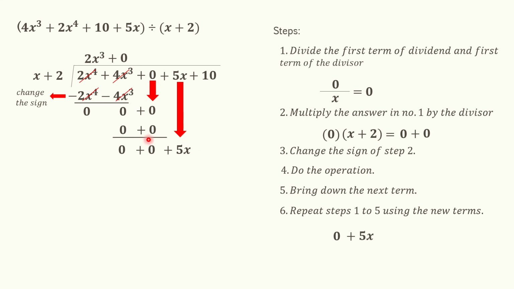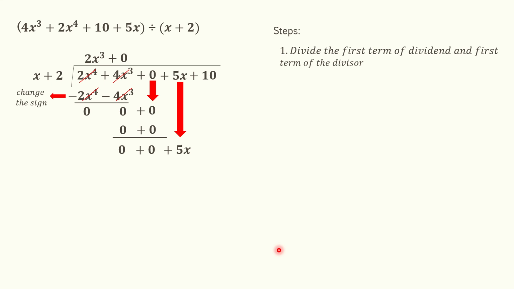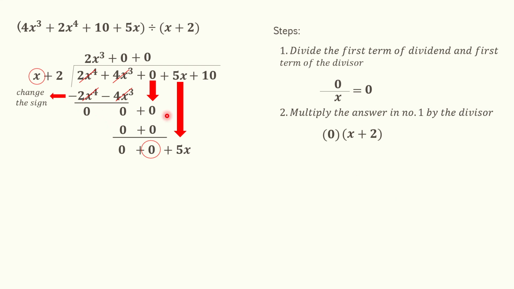Ito na naman yung new term natin, 0 plus 5x. Okay? So, balik na naman tayo sa step number 1, which is divide yung sa new term natin. 0 divide by the first term. It is x. So, equal to 0 pa rin. Then, i-write down pa rin natin yan. Plus 0. Then next, multiply this one by the divisor. So, 0 times x plus 2. So, 0 times x, that is equals to 0. 0 times 2, that is equals to 0. So, 0 plus 0 pa rin. And we will have to put it here again. So, ilalagay na naman natin yan.